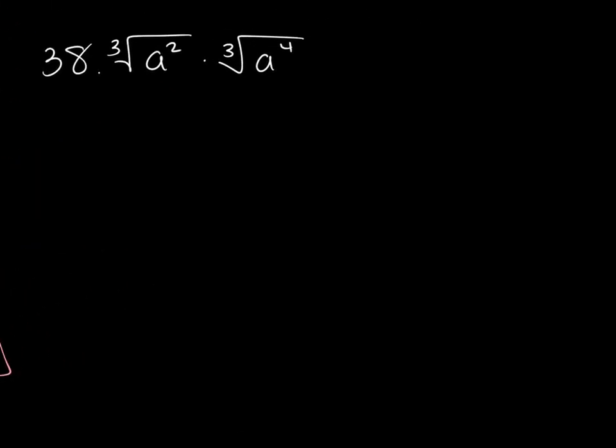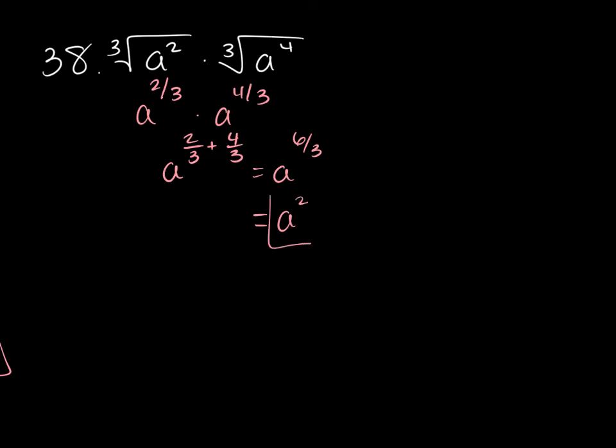Now let's look at 38. We've got the cube root of a squared times the cube root of a to the 4th. So I'm going to rewrite these as rational exponents. So I've got a to the 2/3 times a to the 4/3. My bases are the same, so I can add my exponents. So I've got a to the 2/3 plus 4/3 equals a to the 6/3. 6/3 can be reduced, though, to 2, so we've got a squared.